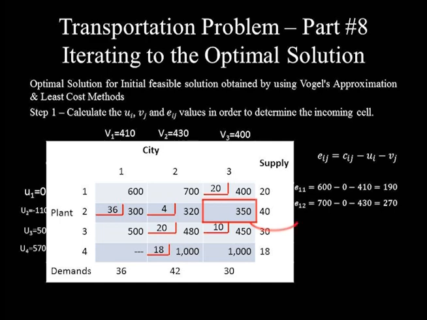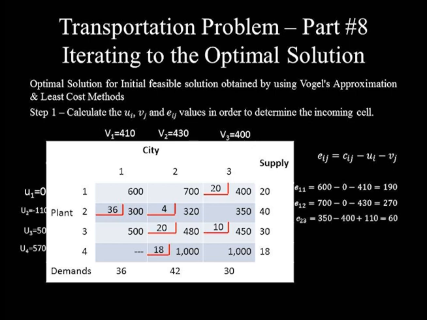Thus, its net evaluation index E sub 23 is equal to unit cost, that's 350, minus column 3 index, that's 400, minus row 2 index, that's negative 110. Here, negative times negative gives us positive 110. 350 minus 400 is negative 50. Negative 50 plus 110 gives us 60.